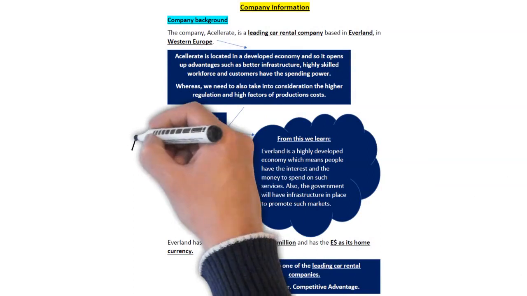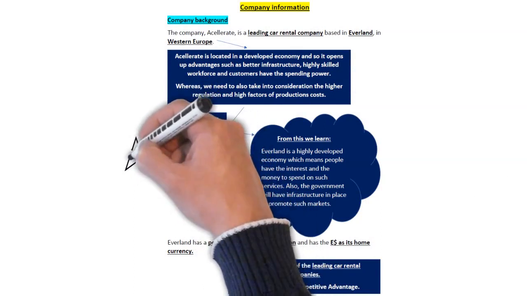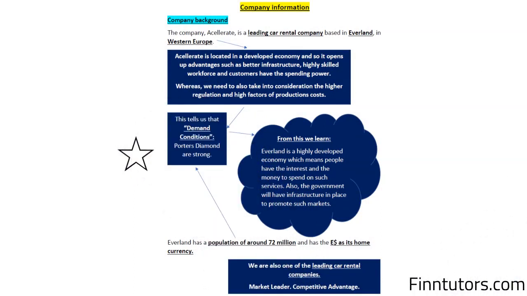Moving on, we go to company information. So now talking about our company. So, company background. The company Accelerate is a leading car rental company based in Everland in Western Europe. So first and foremost, you are a leading car rental company. You are one of the market leaders in that particular segment, and you are located in Western Europe.